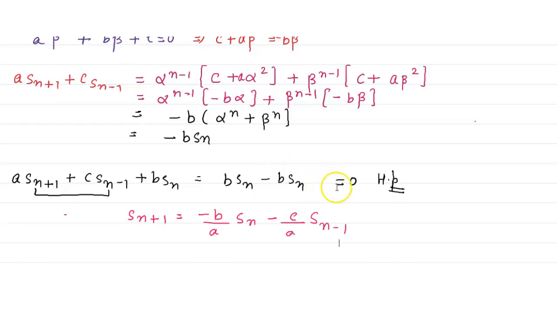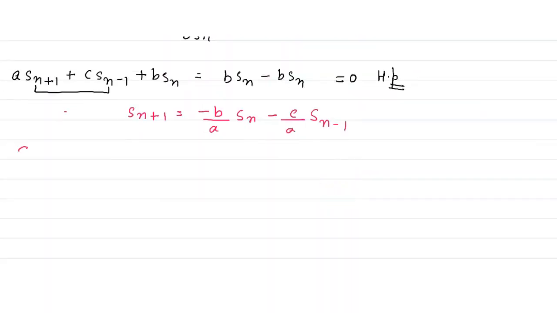So let's just put all the values. S5 will be minus b by a S4, minus c by a S3. Since S(n+1) is minus b by a S(n) minus c by a S(n-1), here n is 4.